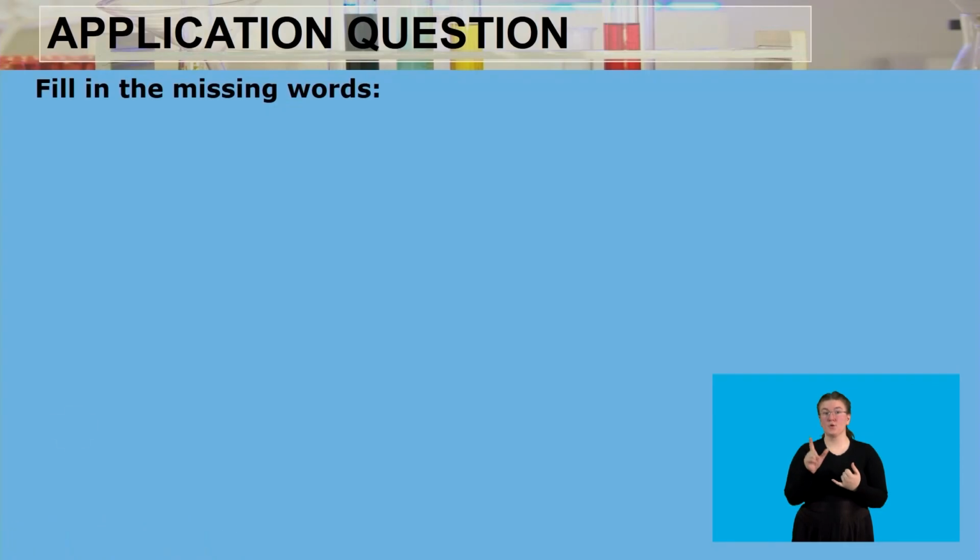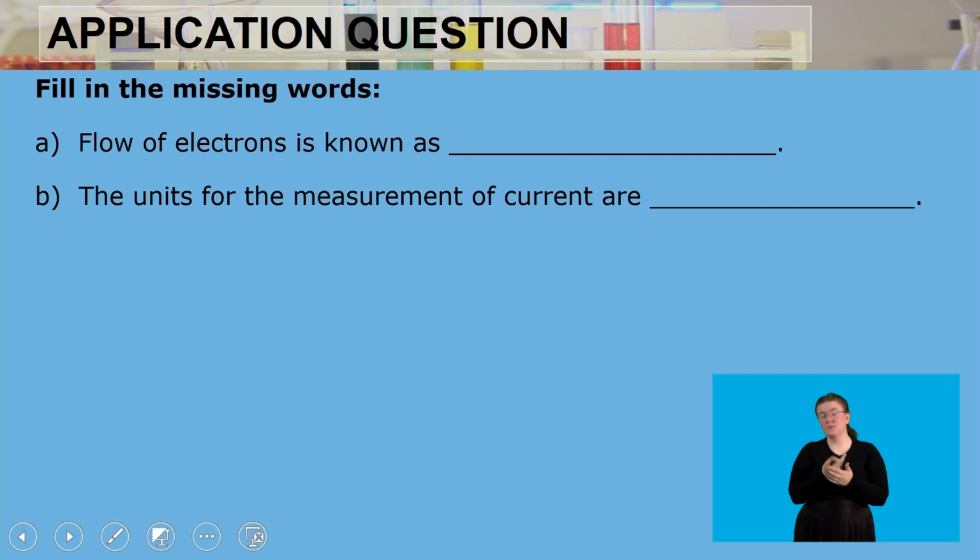Welcome back. So now to our application questions, and they're still based on a series circuit. So the first question, we are supposed now to fill in the missing words in these questions that are given to us. So we have that now. A flow of electrons is known as. So what is a flow of electrons known as?